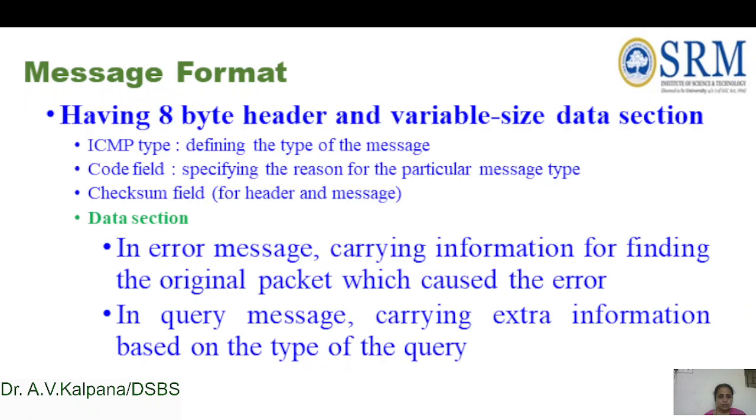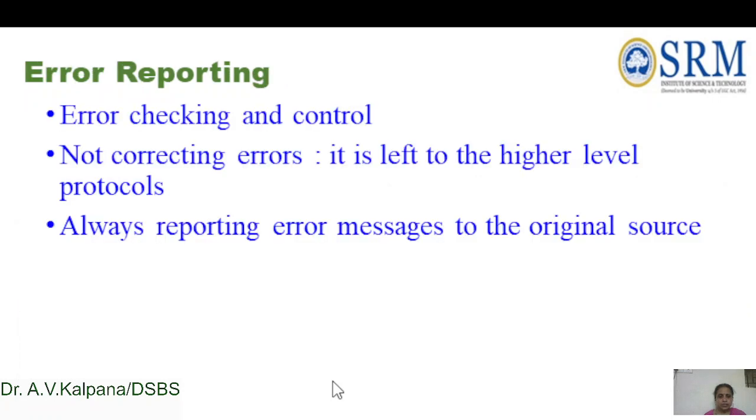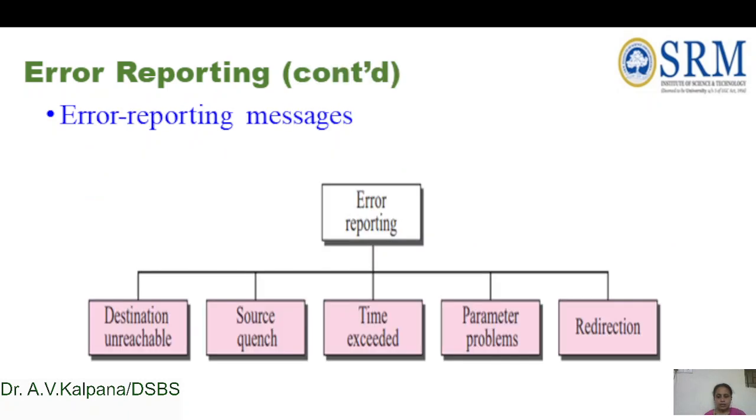This is the normal message format: 8 bits of type, 8 bits of code and 16 bits of checksum, and the rest for the header and the data section. Let us talk about the error reporting message. An error reporting message means the router encounters a problem when it processes an IP packet, then it reports a message. The second category, query messages, are those messages that help the host to get specific information of another host. Please make a note of it.